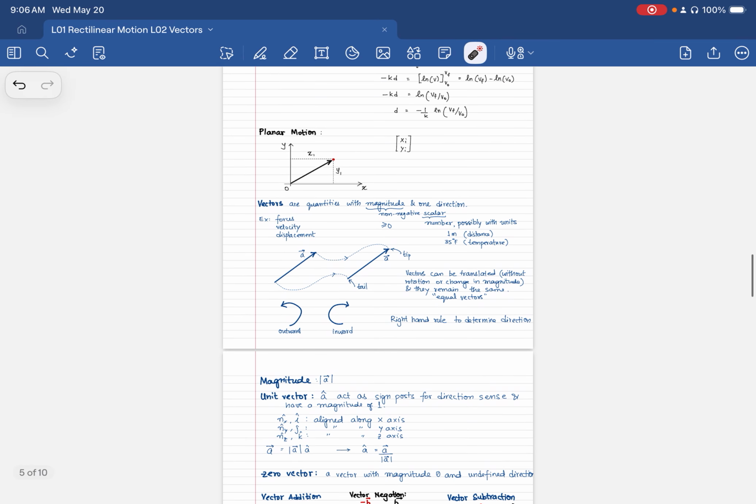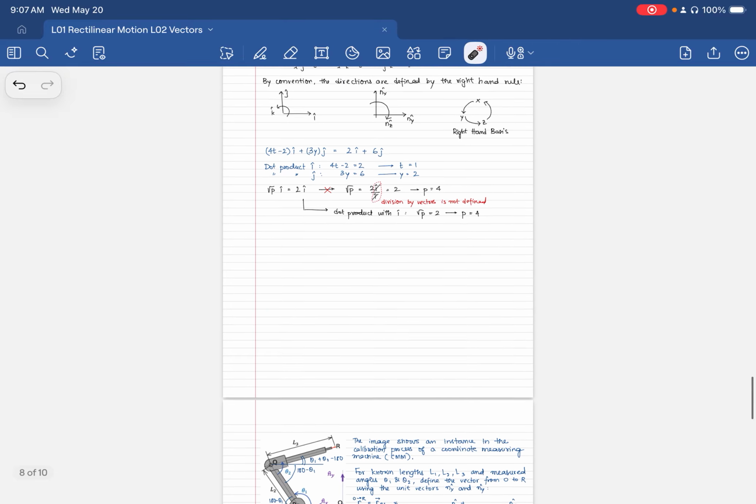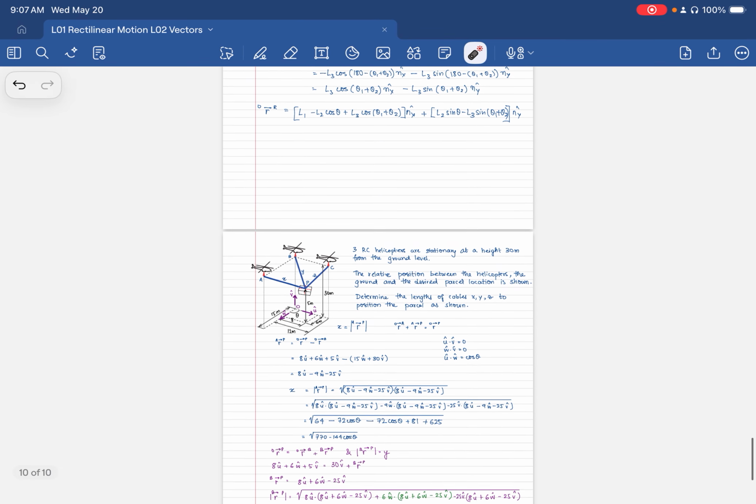With all of that, we then move to planar motion, where we move away from just movement along one dimension to now having a plane in which you can move, or in that case, you would have to define two coordinates, x and y, and that essentially sets up a vector as a quantity with both magnitude, which is like this distance, and the direction, which is this direction. Okay, so we did a review of vectors, and today we are now going to come back to the idea of differentiation.